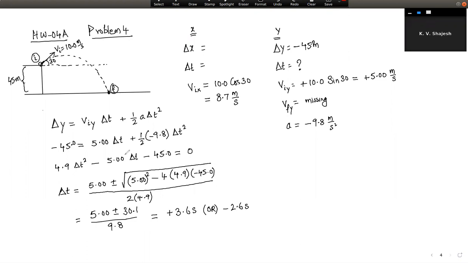The time when it hits the ground is going to be positive. That means it's going to be in the future. So that's the correct answer. That's your answer. At least that's the answer to the first part.